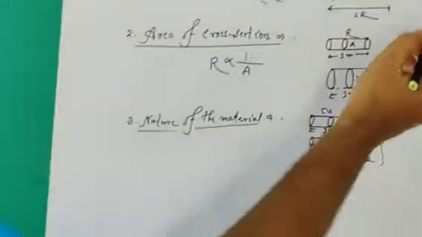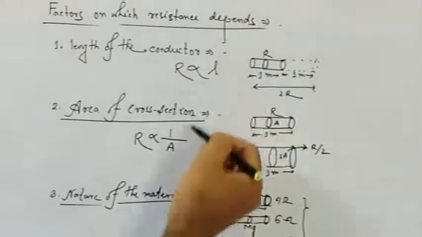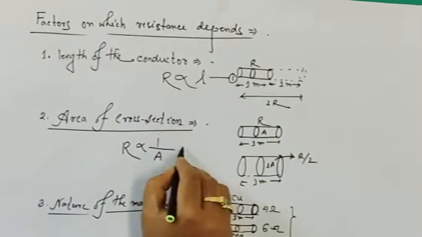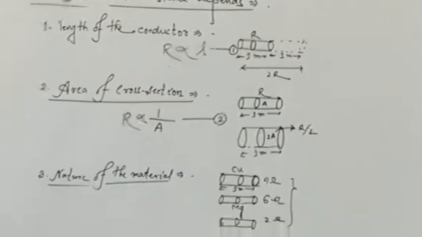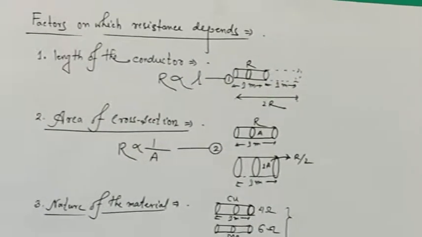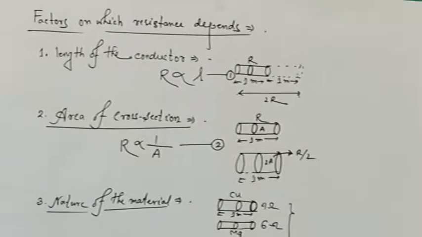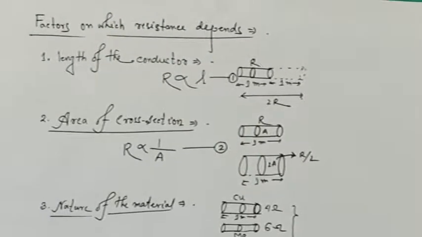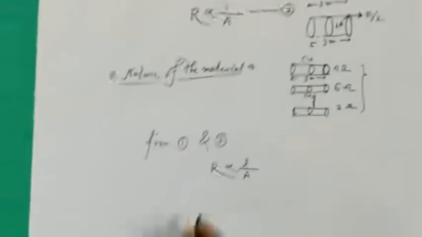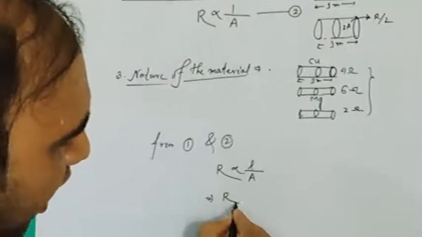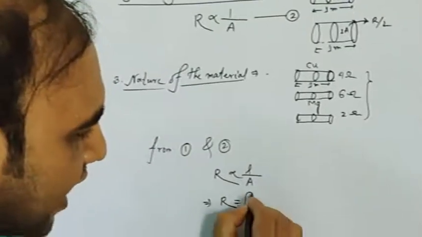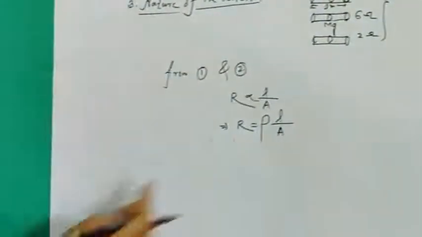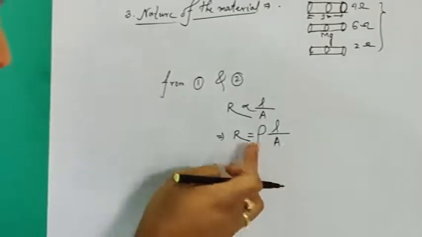Okay. Now look at this. From these two things, we will get another new quantity. Suppose the first thing, R proportional to L, is equation number 1, and R proportional to 1 by A is equation number 2. So from 1 and 2, one can write R proportional to L by A for a single substance. Remember that. Therefore, R proportional to L by A means R equals some constant, and that constant is rho, so R equals rho L by A. Now, what is this rho? This is a special type of constant.